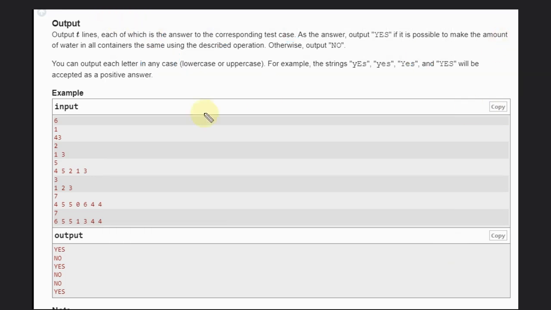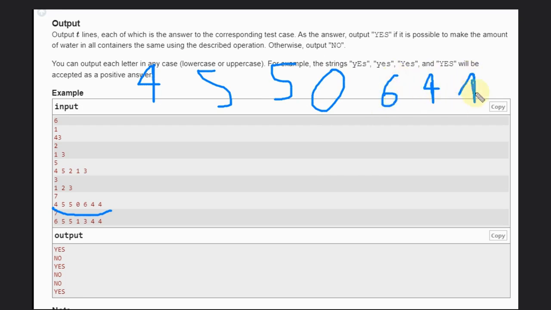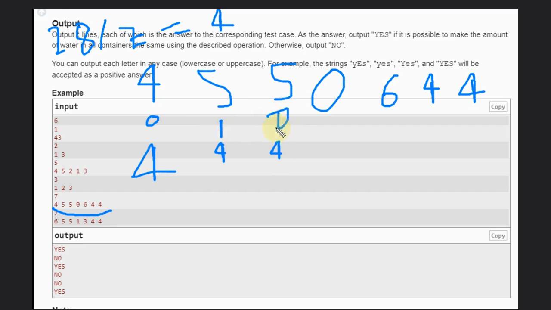So let's say we have this case, a good one: 4, 5, 5, 0, 6, 4 and 4. The total is 28, and 28 divided by 7 is 4. So we need 4 liters of water in each container. Initially it is 4, so we don't have any excess, and that is not a problem: 0 excess. Here it is 5, we keep 4, excess 1. Here we keep 4 again, excess 1 and 1, so 2. That means at this position we can fill only 2 liters, not more than that.